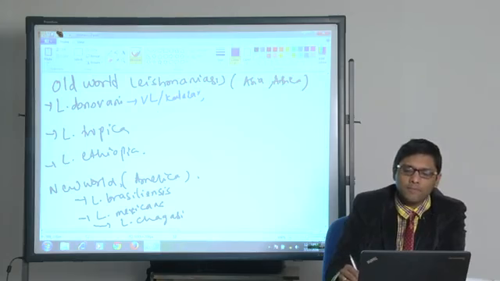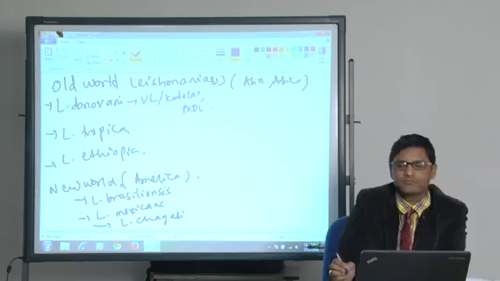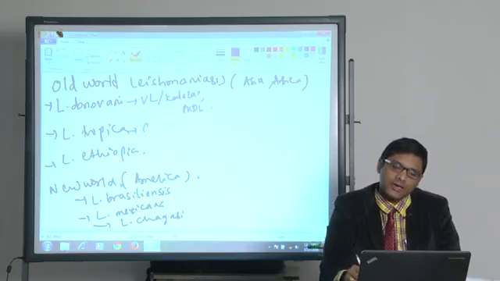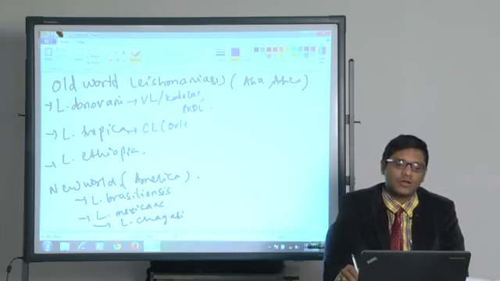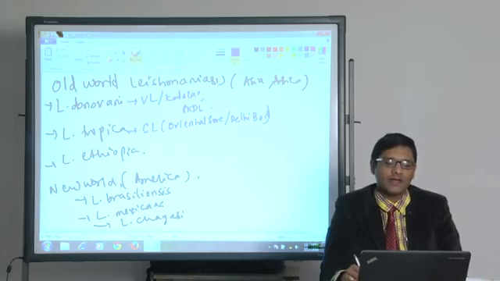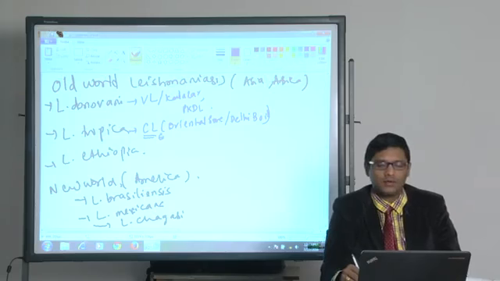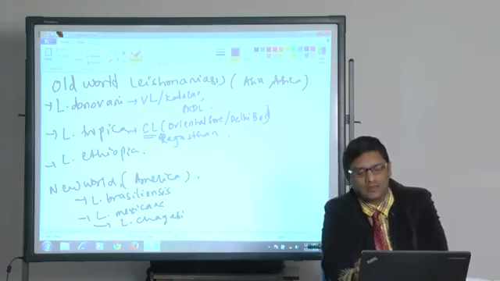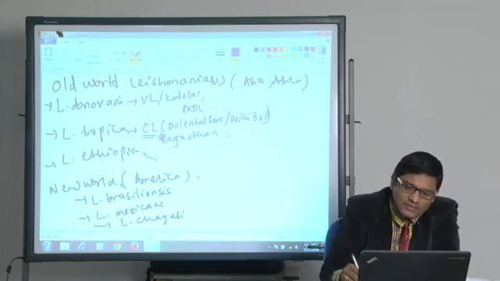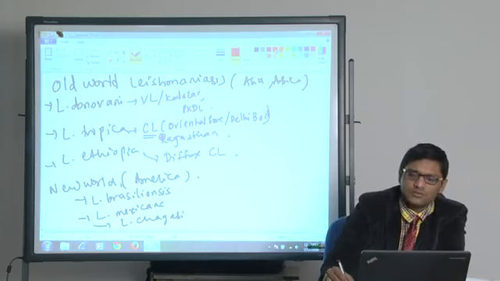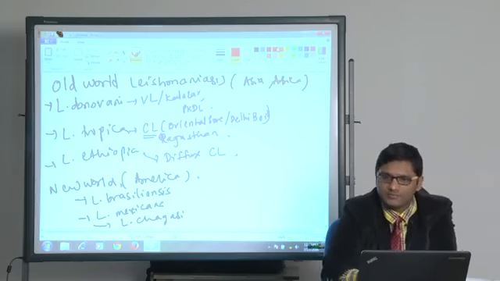It also causes PKDL. Tropica causes cutaneous leishmaniasis, which is called oriental sore or Delhi boil. It is endemic in Rajasthan. Aethiopica causes diffuse cutaneous leishmaniasis.